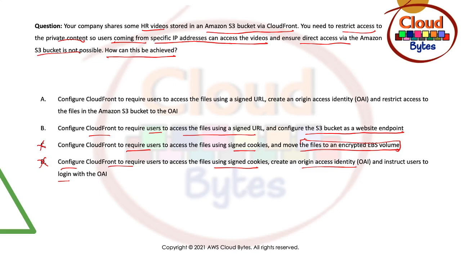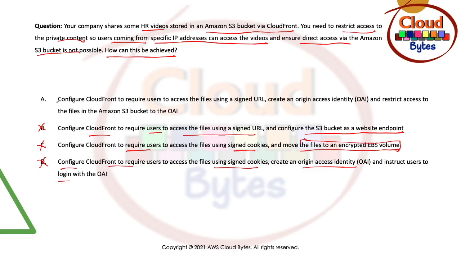Now, in this case, in option B, CloudFront requires users to access files using a signed URL, and the S3 bucket has a website endpoint, but there's no mention of how. In this case, we still don't meet the requirement because you can still go and access the S3 bucket directly if it is publicly exposed. So this option doesn't make sense.